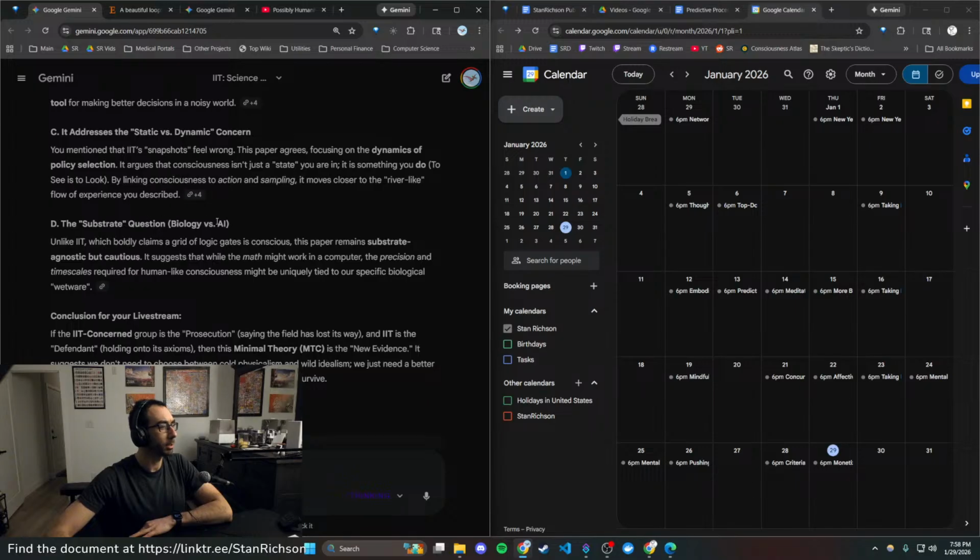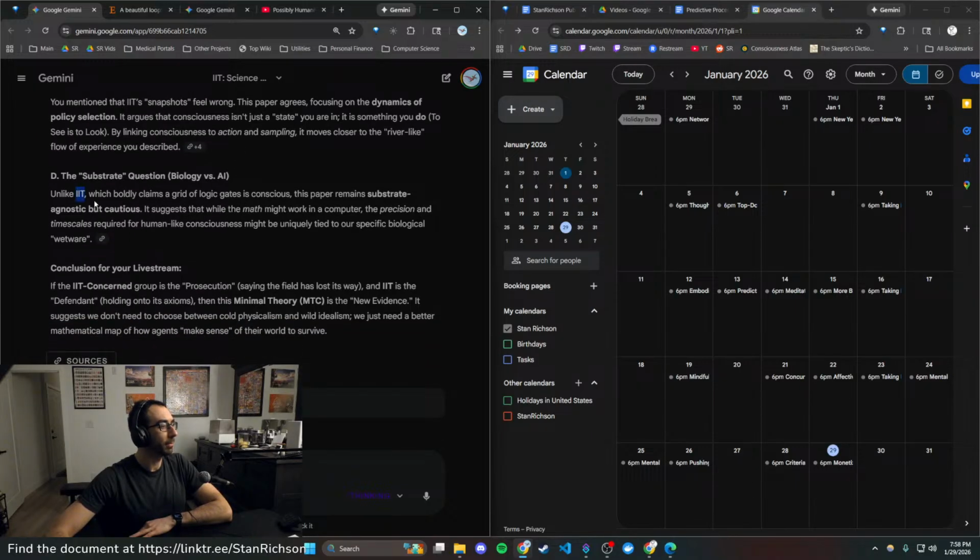All right, the substrate question. Unlike integrated information theory, which boldly claims a grid of logic gates is conscious, this paper remains substrate agnostic but cautious. It suggests that while the math might work in a computer, the precision and timescales required for human-like consciousness might be uniquely tied to our specific biological wetware.